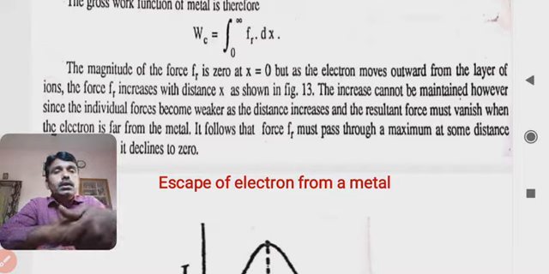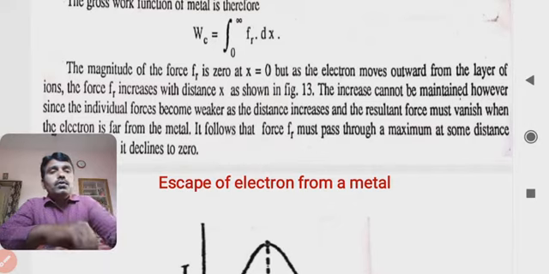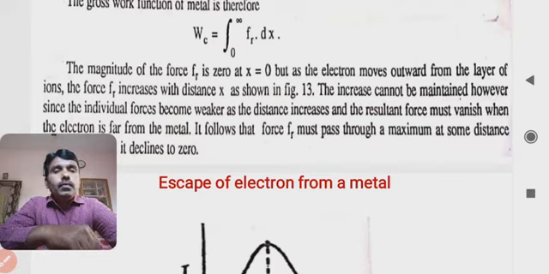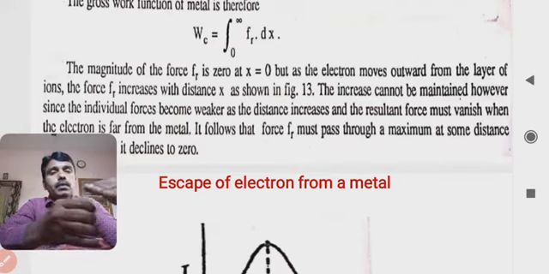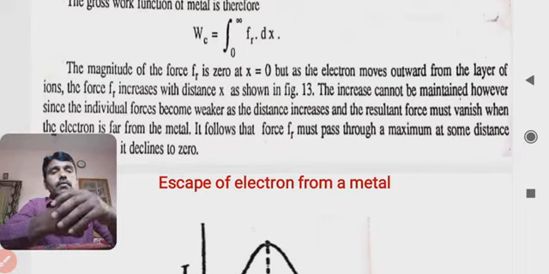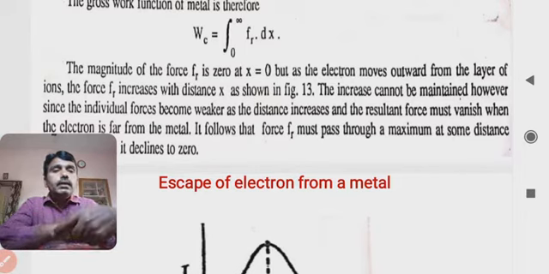However, whatever the escape of the electrons may be, the resultant force vanishes when the electron is far from the metal. Once the electron moves away from the metal surface, its force is again going to be zero.